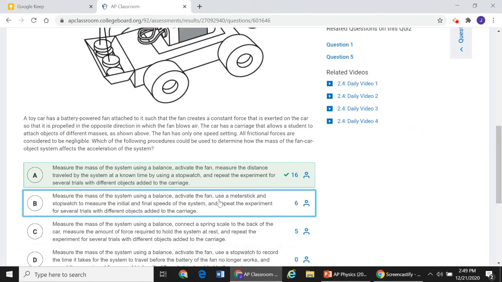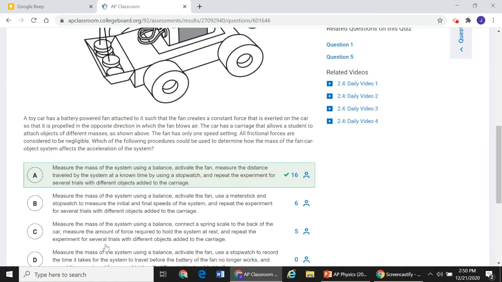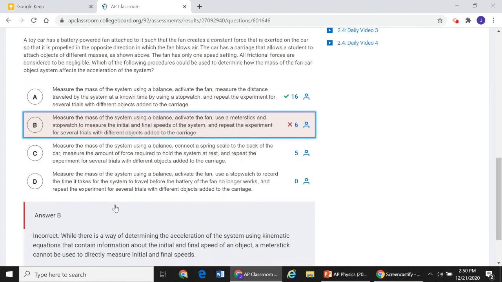6 people picked choice B, which says measure the mass of the system using a balance, activate the fan, use a meter stick and a stopwatch to measure the initial and final speeds of the system, and repeat the experiment for several trials with different objects added to the carriage. The issue here is in measuring the initial and the final speeds. It's just going to be complicated. It says, while there is a way of determining the acceleration of the system using kinematic equations that contain information about the initial and final speed of an object, a meter stick cannot be used directly to measure initial final speed. So notice they keep going back to this about what can be directly measured.